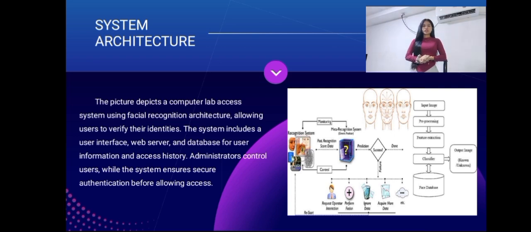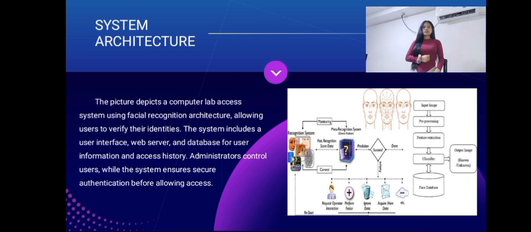System architecture. The picture depicts a computer lab access system using facial recognition architecture, allowing users to verify their identities. The system includes a user interface, web server, and database for user information and access history. Administrators control users, while the system ensures secure authentication before allowing access.